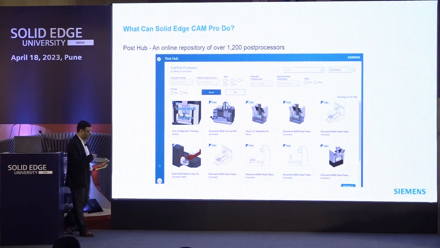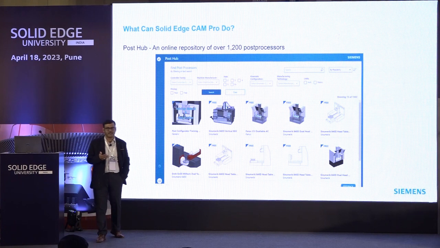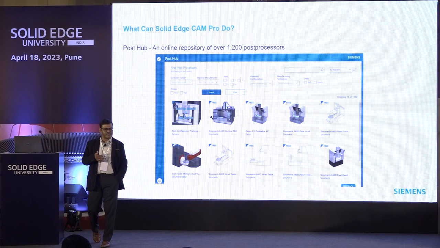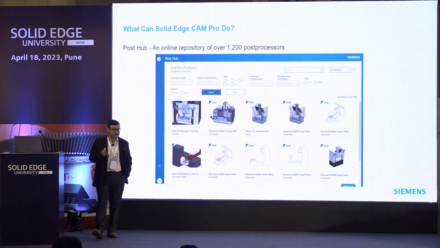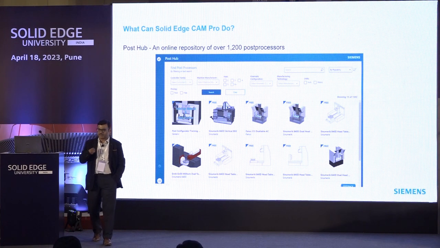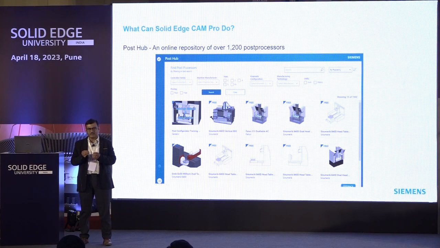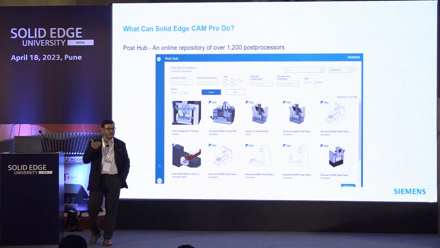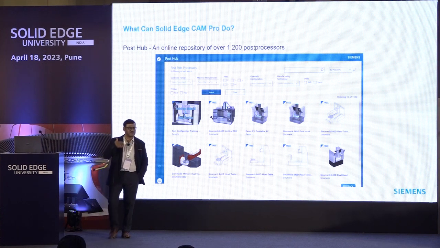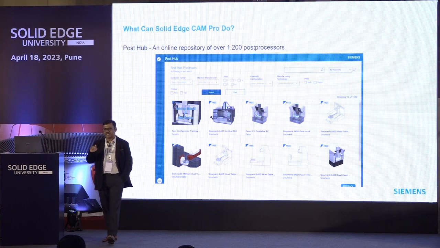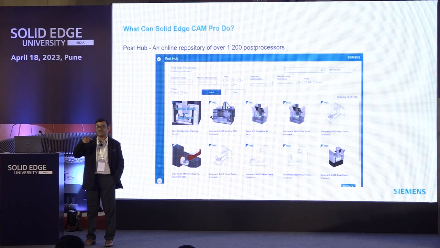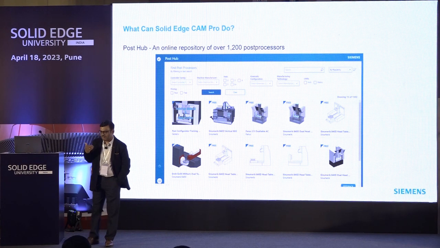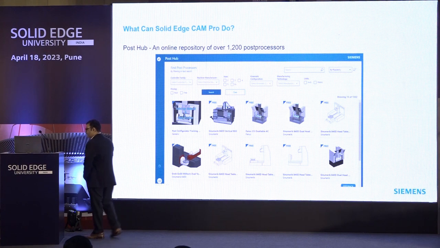In the CAM, we always complain that my post processor is a problem. Let's say you generate the part, you generate the toolpath, but if we are not able to give the output to the right machine, the right code, it is of no use. It's like we are creating a fantastic toolpath, but unless you give that in the form of G code, M code to your machine, it is of no use for all of us. Now what we recommend is, we created a Post Hub.